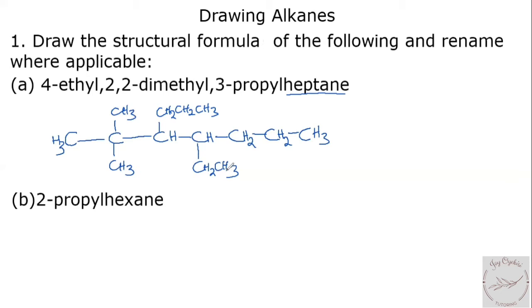What if we count from here? 1, 2, 3, 4, 5, 6. Still less. So the next remaining option is this order. Let's count from here: 1, 2, 3, 4, 5, 6, 7, 8. So that is the longest chain.